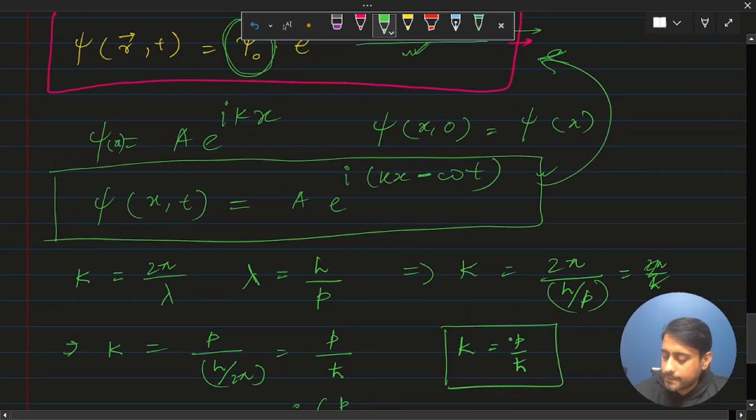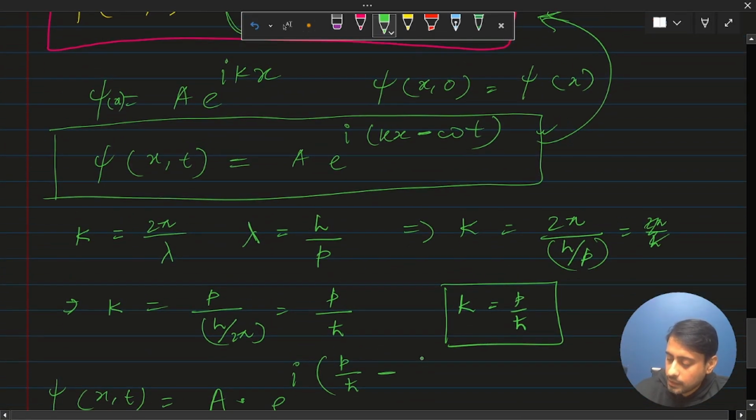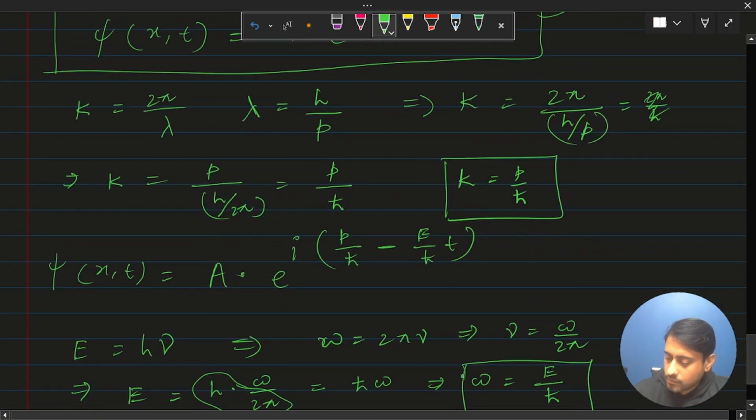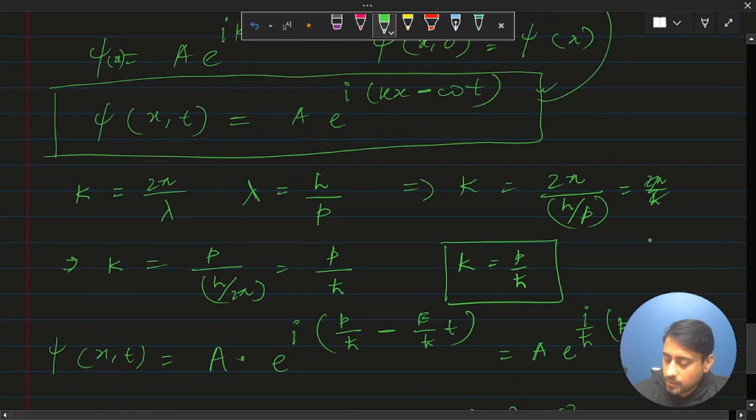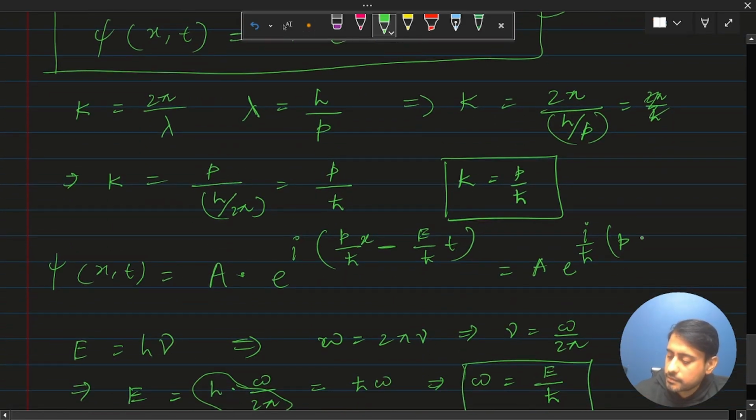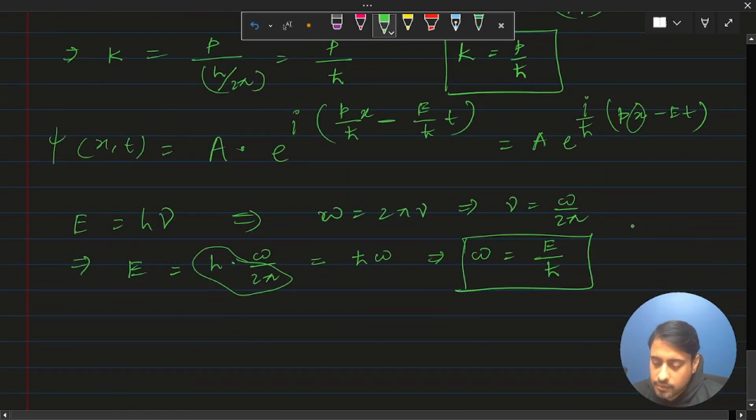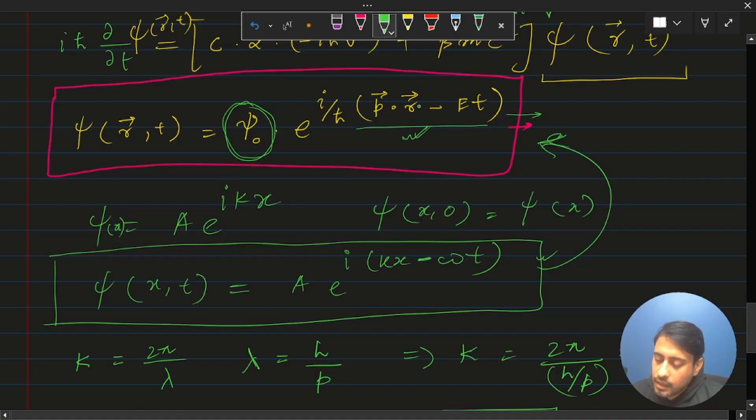So if we replace omega by E over h bar, you can write it as A e to the power i over h bar, p x minus E t. For the three-dimensional case, we will replace this x with r, and this p with the p vector.